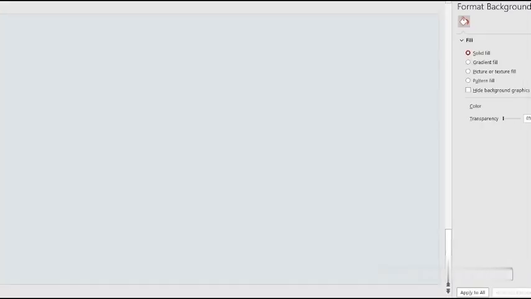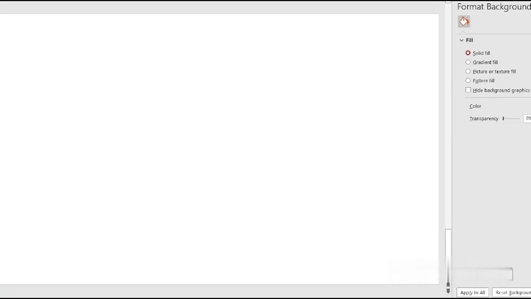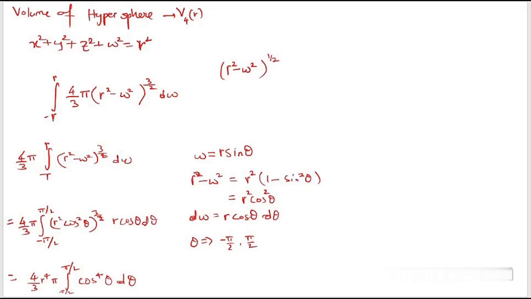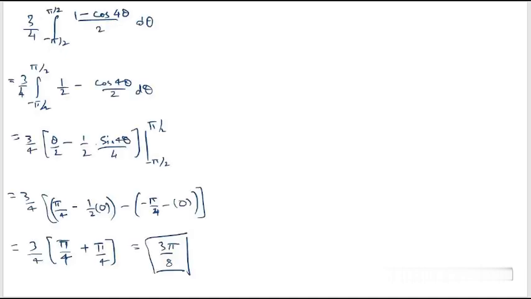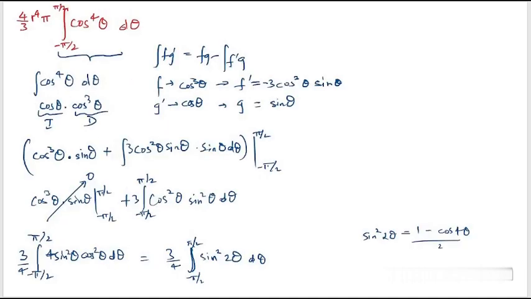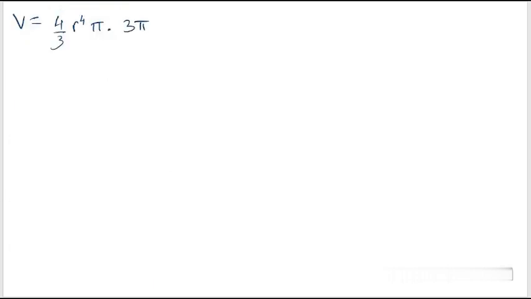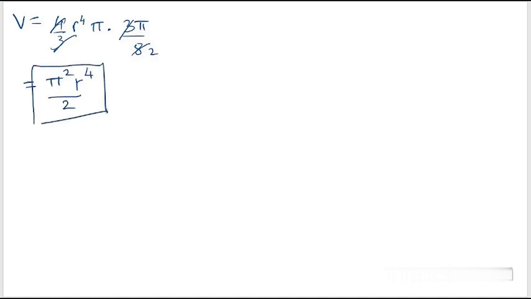Alright, let's move on to the next slide. Let's change the color to complete white again. Alright, so what do we have finally? The volume is 4 by 3 r power 4 times pi, and that is 3 pi by 8. Cancels. Hence we are left with pi square r power 4 by 2. And that will be the volume of a hypersphere with radius r.